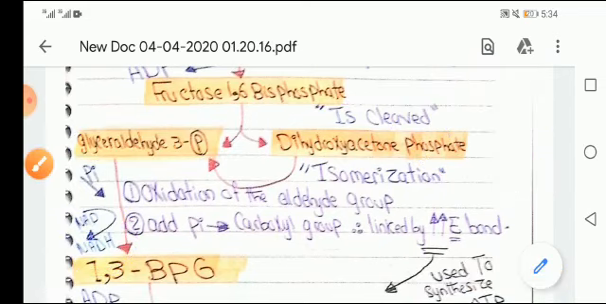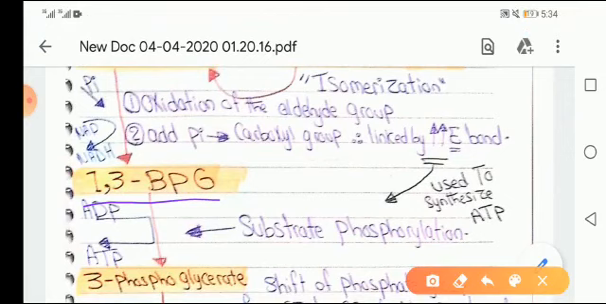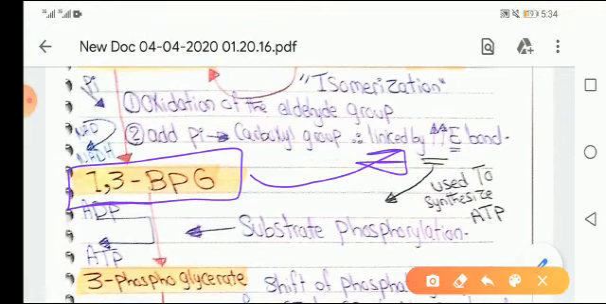Then I will add a phosphate group to the carboxyl group of the glyceraldehyde 3-phosphate. This phosphate group is linked by a high energy bond, so that my new product, which is 1,3-bisphosphoglycerate, contains 2 phosphate groups, one of which is linked by a high energy bond, so that this product is going to lose that phosphate group to give me 3-phosphoglycerate.